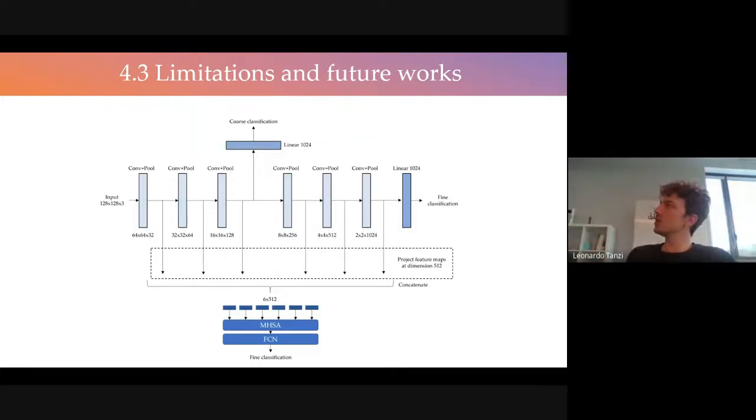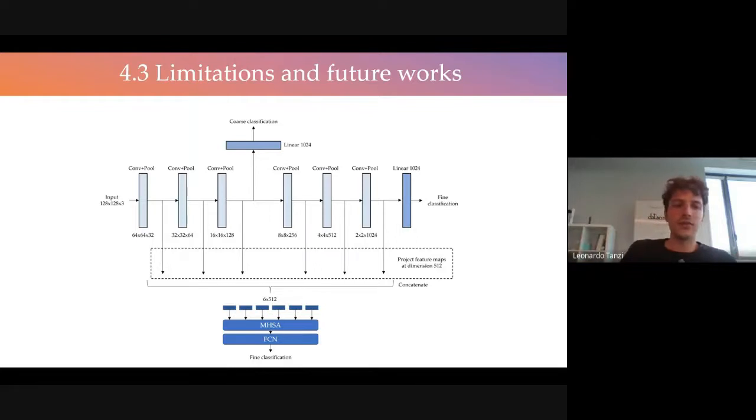So this was just a slide that I made to understand with a very basic CNN. But the idea should be something like that. You have some layers, you train some layers to predict the coarse classification, to predict the first level of classification. Then you freeze these layers and you train these other layers to predict the fine classification.